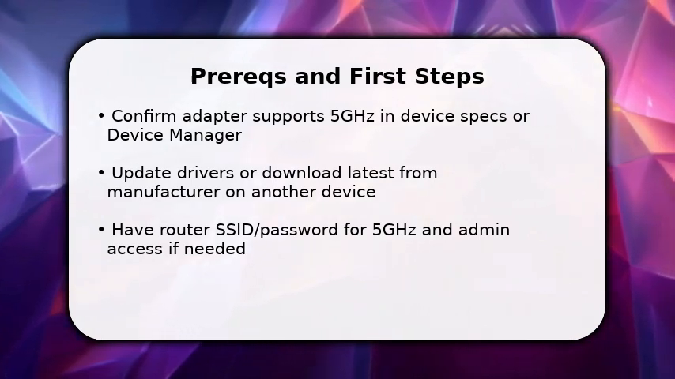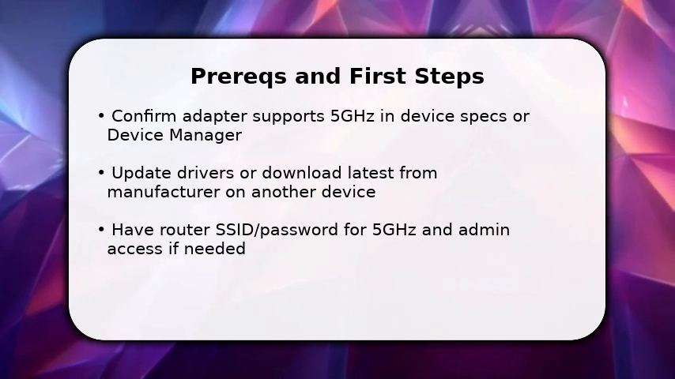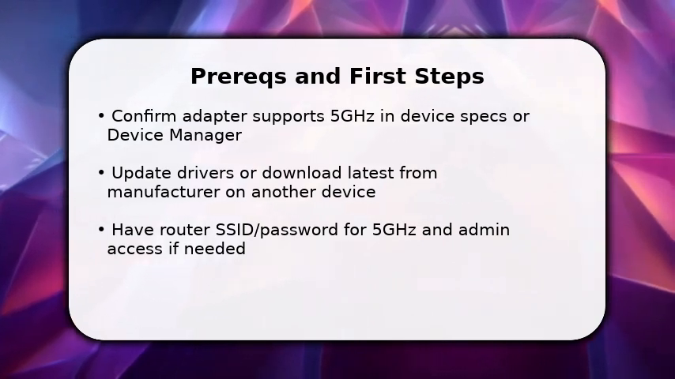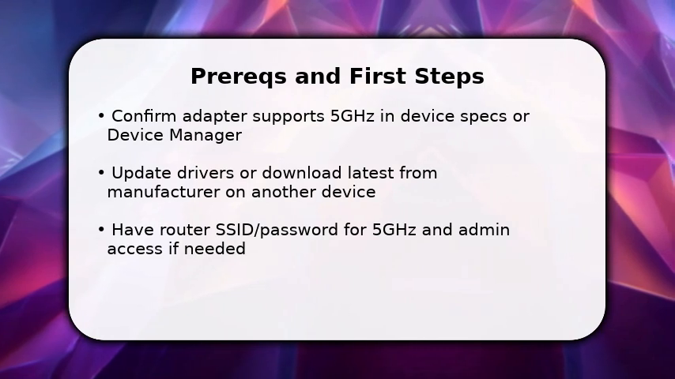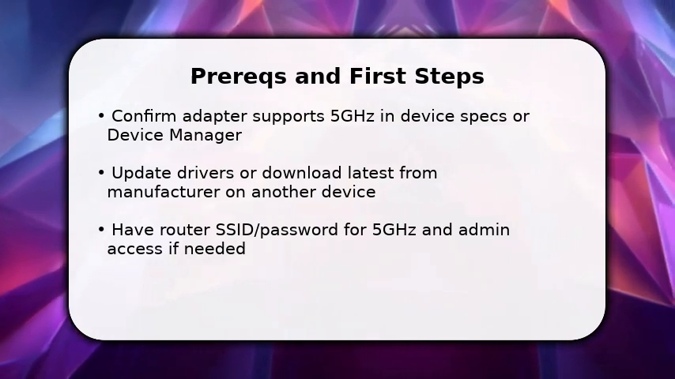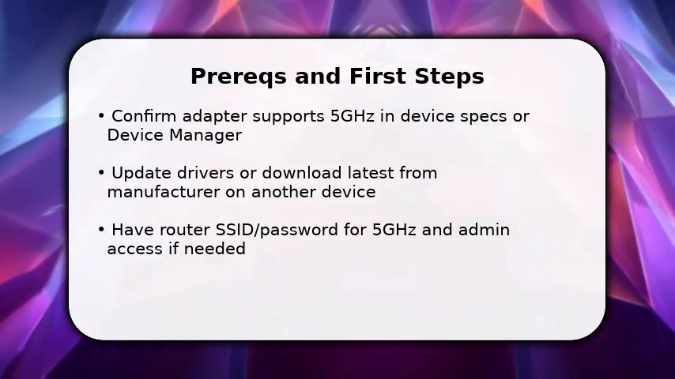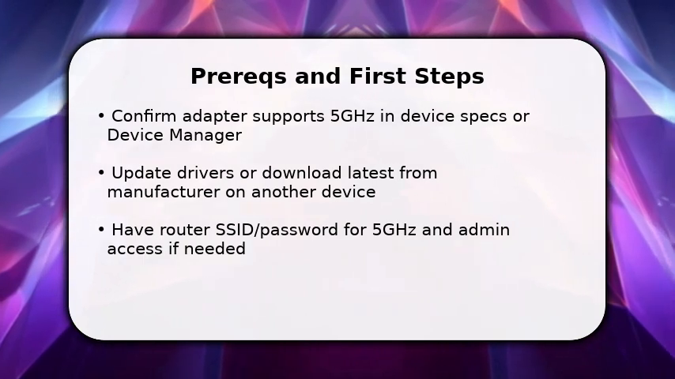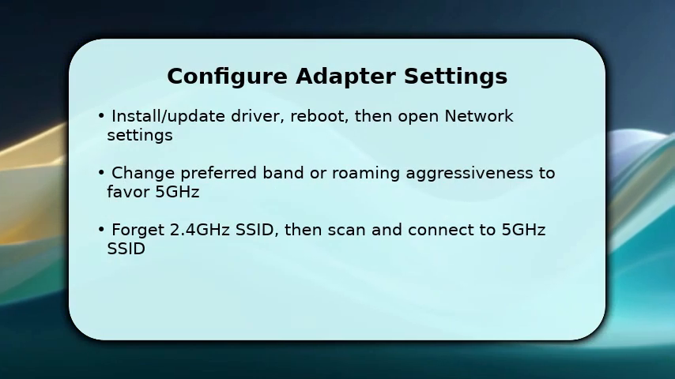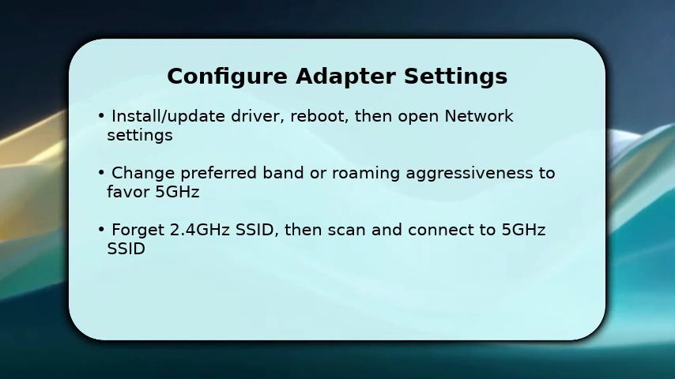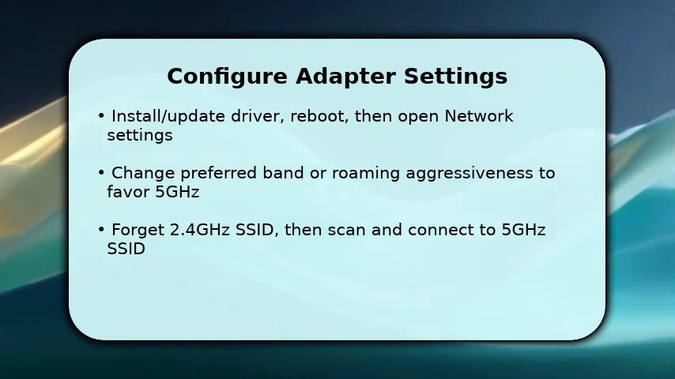Make sure you know the 5 GHz SSID and password and have router access if the network is hidden. Once done, you'll install or update the driver and prepare Windows or your OS to prefer the 5 GHz band. You now install the driver and reboot. After restart, open Network Settings or Control Panel Wi-Fi Adapter Properties.